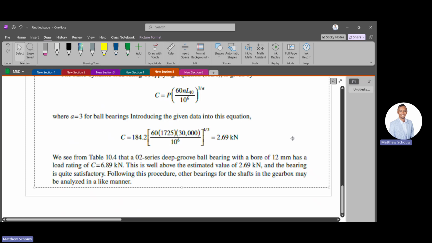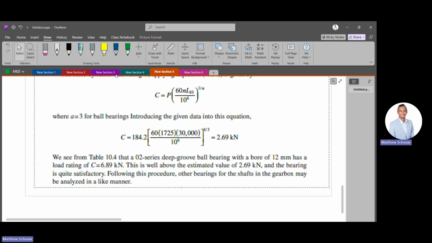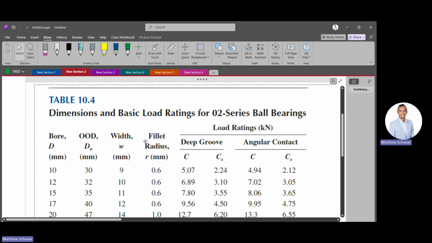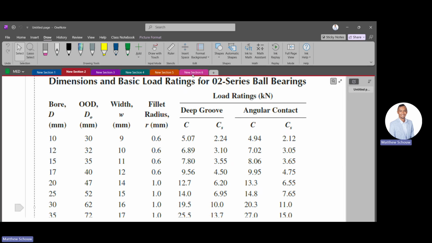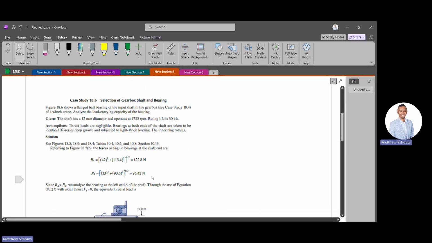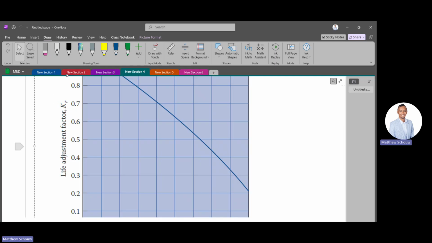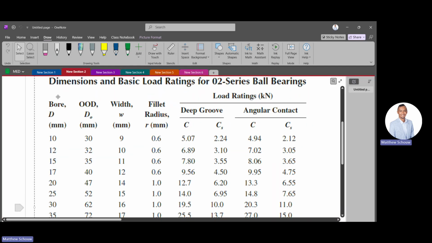So once you have the actual load, you then have to go to the table. Based on the size of your shaft, which is 12, remember, that's important, we then look at which bearing we select. If you look at the bore of 12, I think we can select this bearing over here, a 02 series ball bearing, right? Yeah, we can select that one with those parameters.